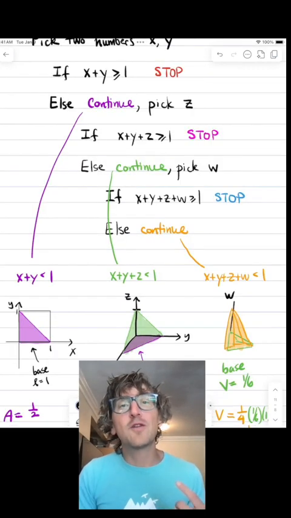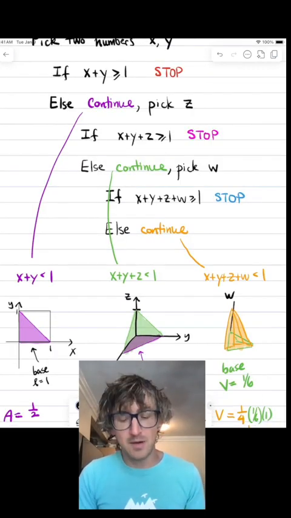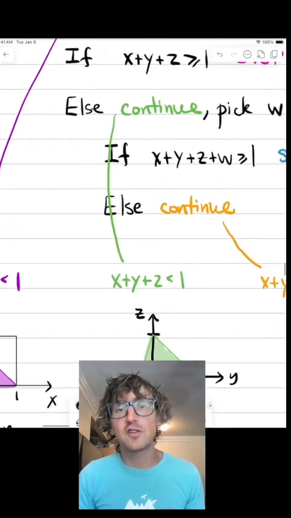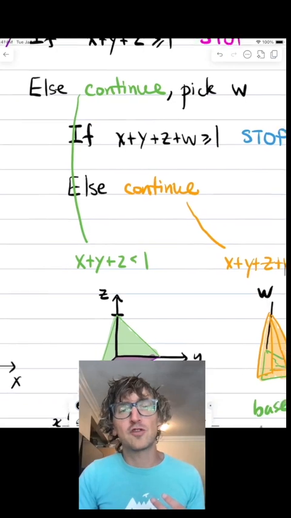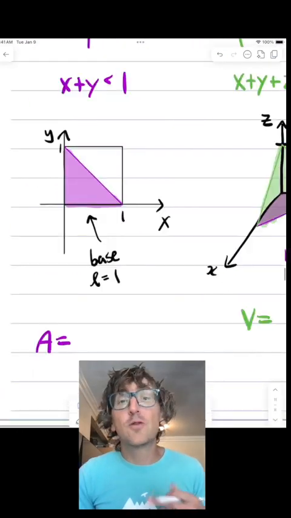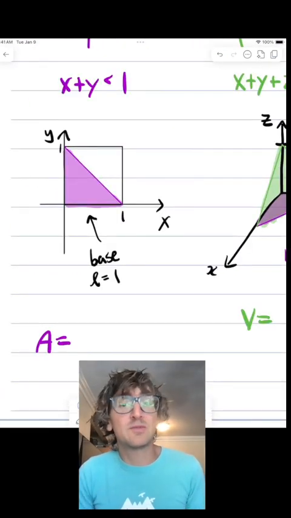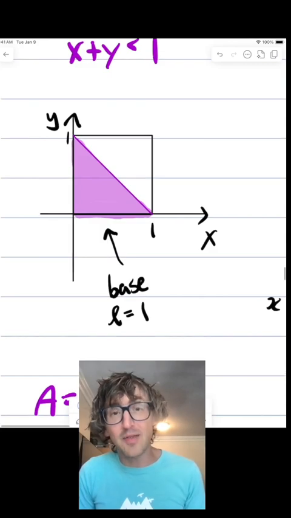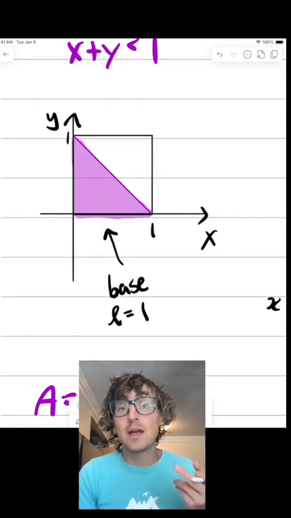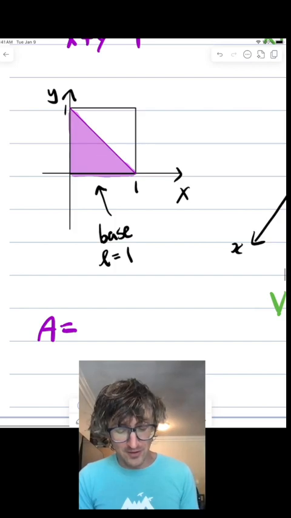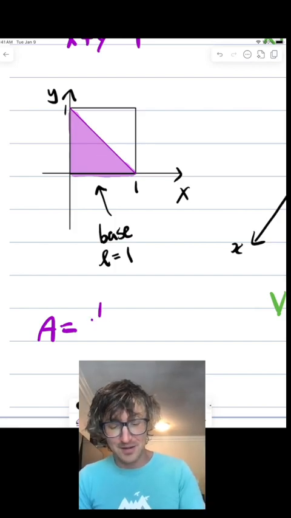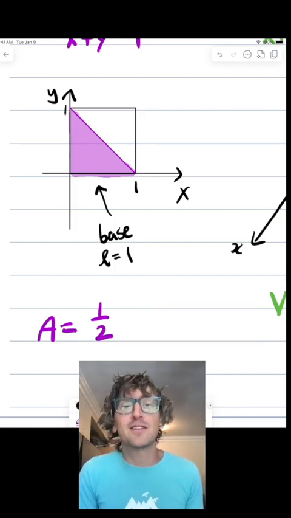I want to start by focusing on what happens when we continue. Every time we continue, it must mean that the sum of the numbers we've chosen so far is strictly less than 1. And I'm going to draw some pictures to illustrate what's going on. If we've only chosen 2 numbers and their sum is less than 1, we can think about that as points in the xy plane, and we get this purple triangle here. And I bet you know what the area of a triangle is. It's just 1/2 base times height. And so the area of this is going to be 1/2.